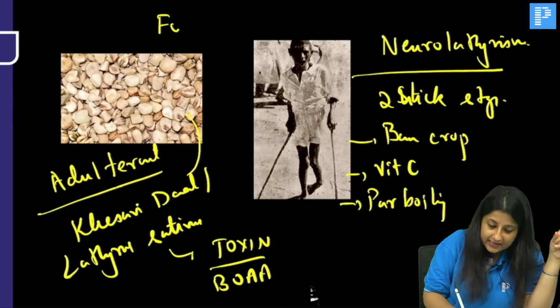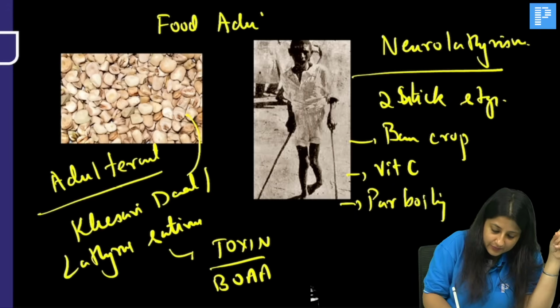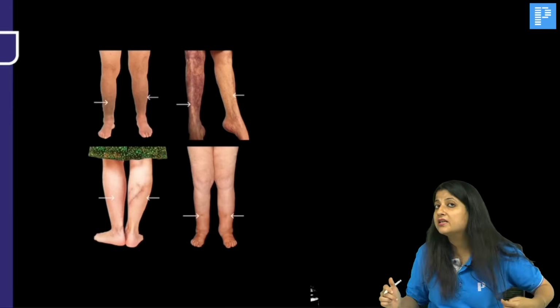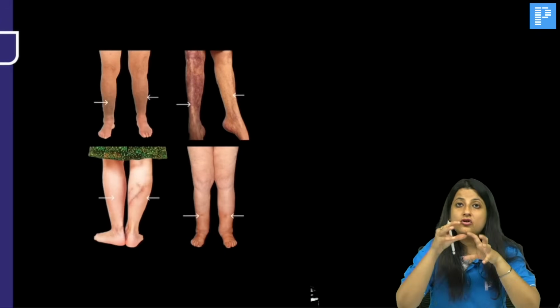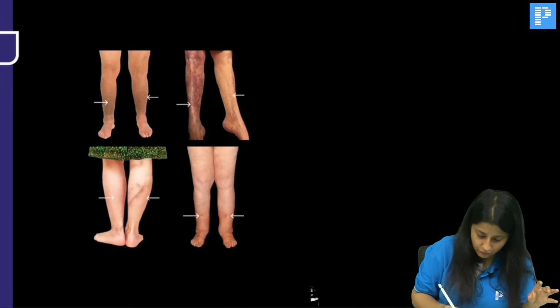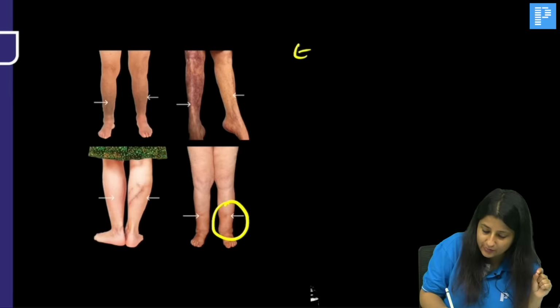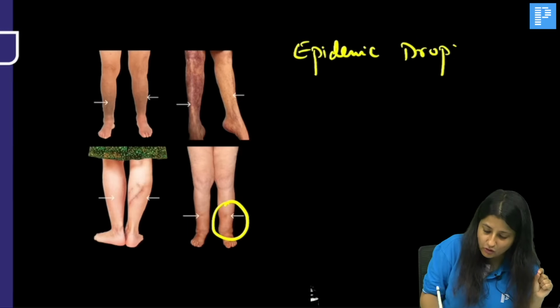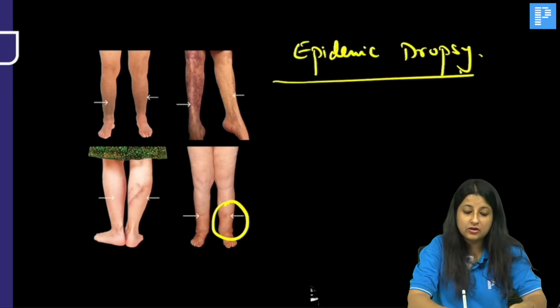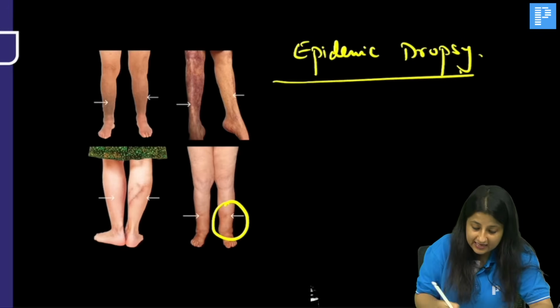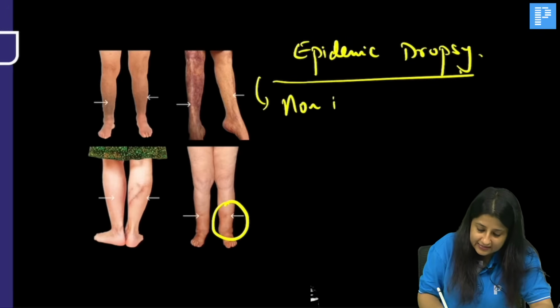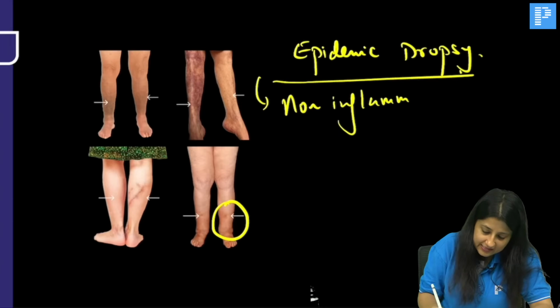Another food adulteration image which can come in your exams, guys. What is this? Where you will see non-inflammatory swelling over here. This is another food adulteration, epidemic dropsy. जहाँ पे inflammatory swelling नहीं है, the characteristic finding is non-inflammatory swelling.